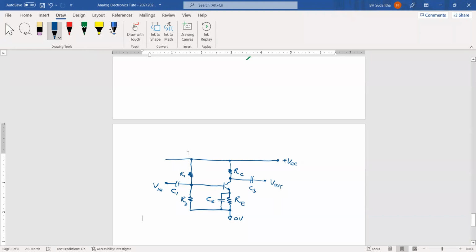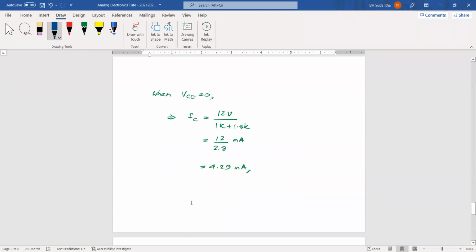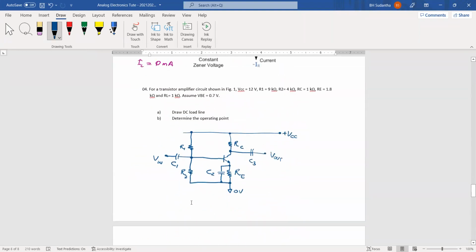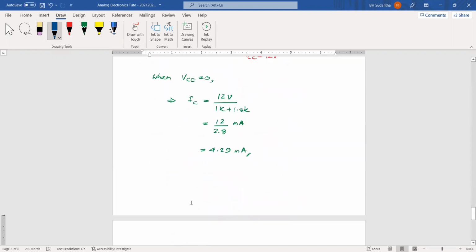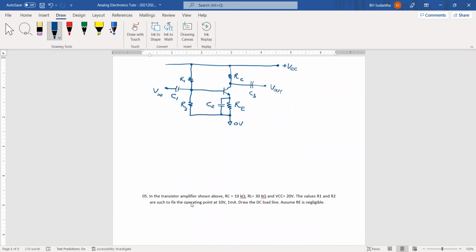Okay, then with this R1 and R2 values, what is R1 and R2? R1 is 9K, R2 is 4K. Then we can find this point voltage, that is VB.